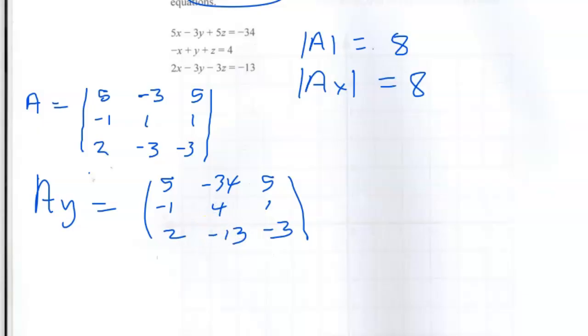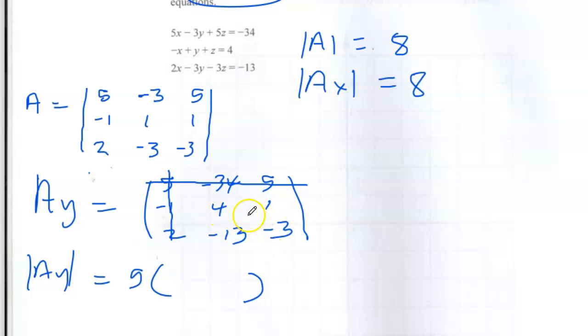Let's use the cofactor method now to find the determinant of AY. So the determinant of AY, we take the 5 and multiply it by a cofactor. To get the cofactor of the 5, we cross out the row it's in and the column it's in. That's what we're left with. These 4 values we cross multiply and subtract. So 4 times minus 3, that's minus 12. Take away negative 13 times 1. So a double negative, take away negative 13, that becomes plus 13.